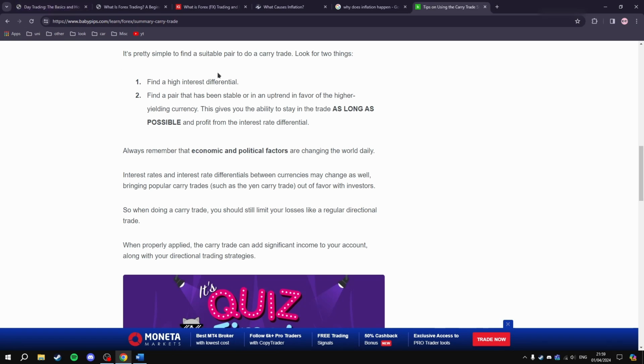It's pretty simple to find a suitable pair to do a carry trade. Look for two things: find a high interest rate differential, and find a pair that has been stable or in an uptrend in favour of the high yielding currency.